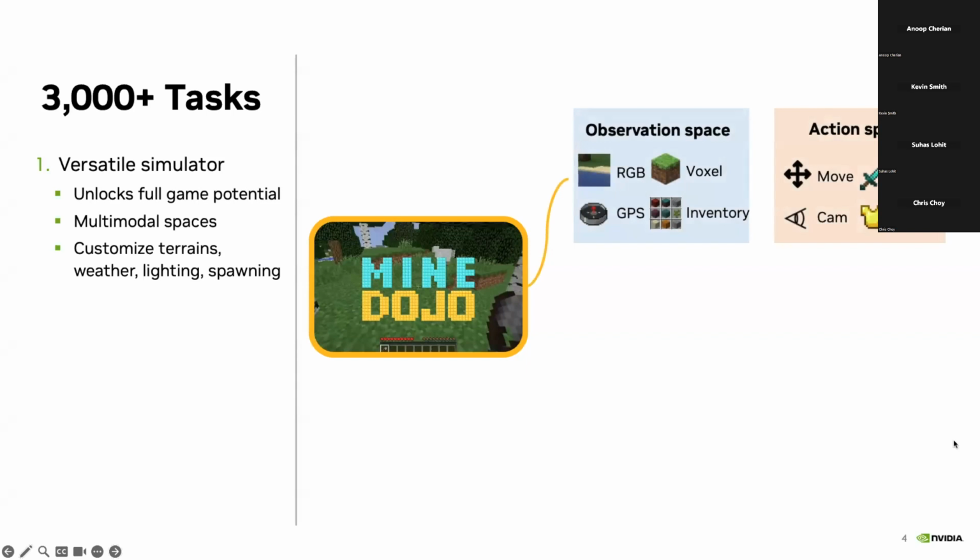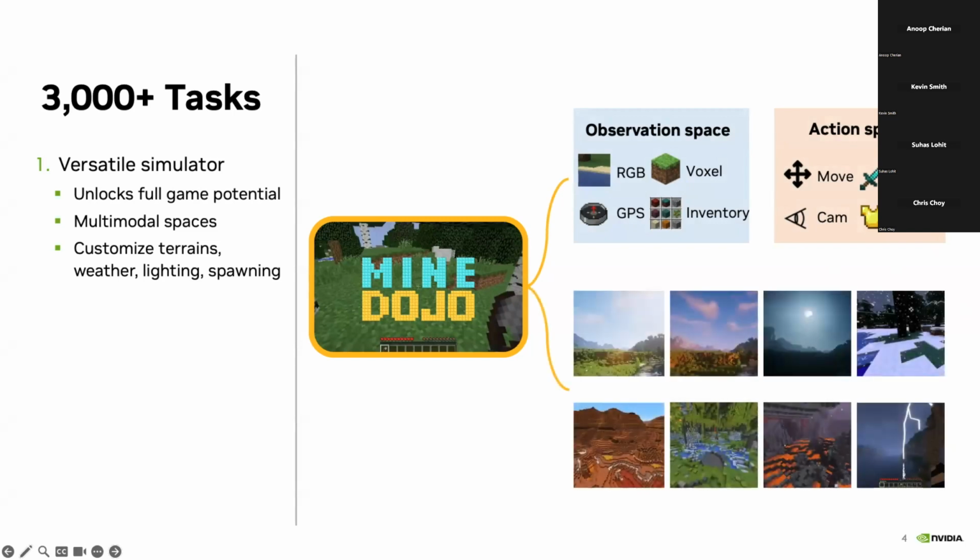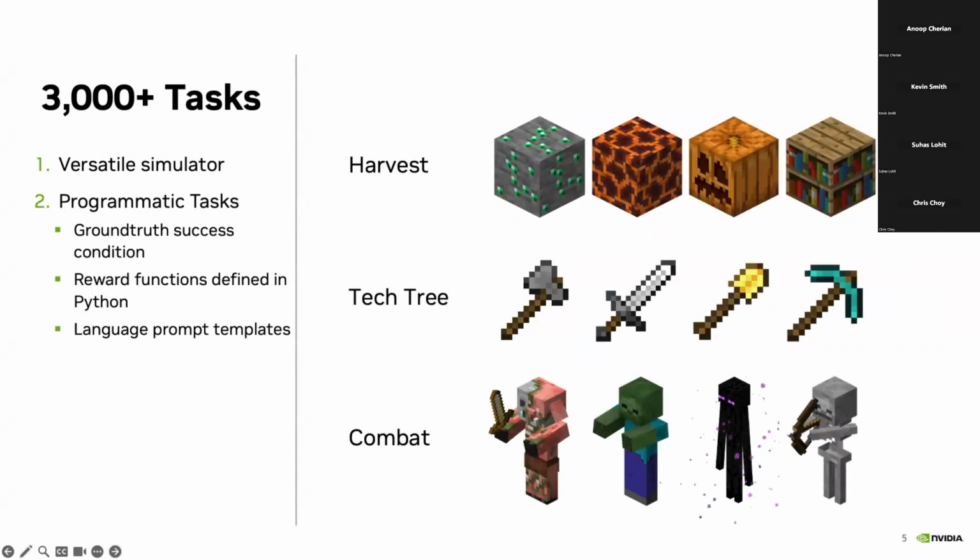And this provides various modes of observations, including RGB images, voxels, GPS, and the user inventory, where users can save items and equip things like swords or axes to do more complex tasks. And the action space includes the basic movements, attack, and inventory management. And MineDOJO can be customized in every detail, such as terrain, weather, block placements, and monster spawns.